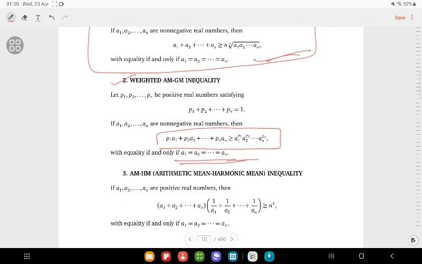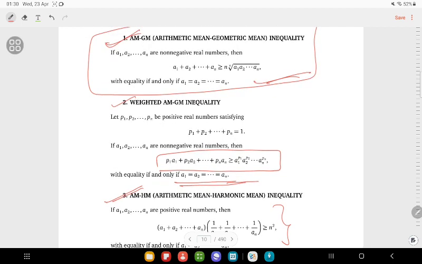The third one is the AM-HM, arithmetic mean harmonic mean inequality, which states like this: if a1, a2 up to an are positive real numbers, then this holds, with equality for a1 equals a2 equals an. These three inequalities will play a huge role, so keep them in your mind.